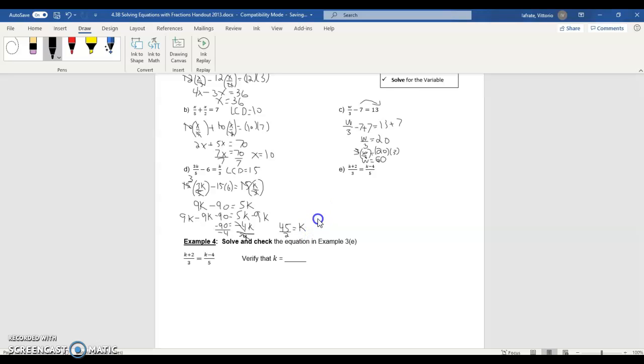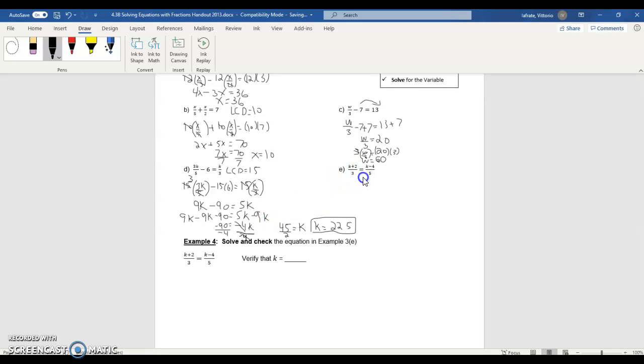If you were to write this with decimals, you would have k is equal to 22.5, because 45 divided by 2 is 22.5. You can retry this problem, but collect the variable on the left side instead of on the right side and see that you get the same answer to make sure you're on the right path.